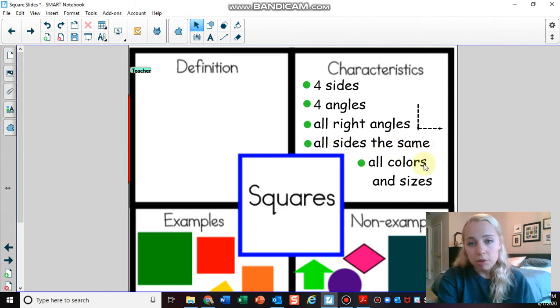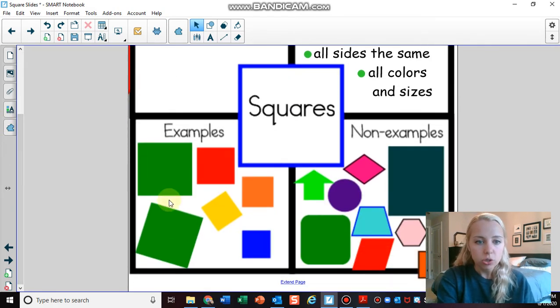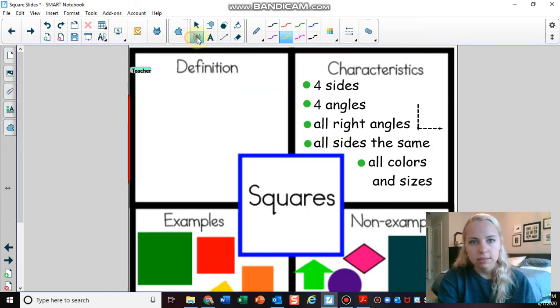And it could be all colors and sizes. Like I showed you down here, we have 2 green squares, a red square, a yellow square, a peach square, a blue square. Doesn't matter, just as long as all the sides are equal and all of the angles are right angles that look like this. Okay?